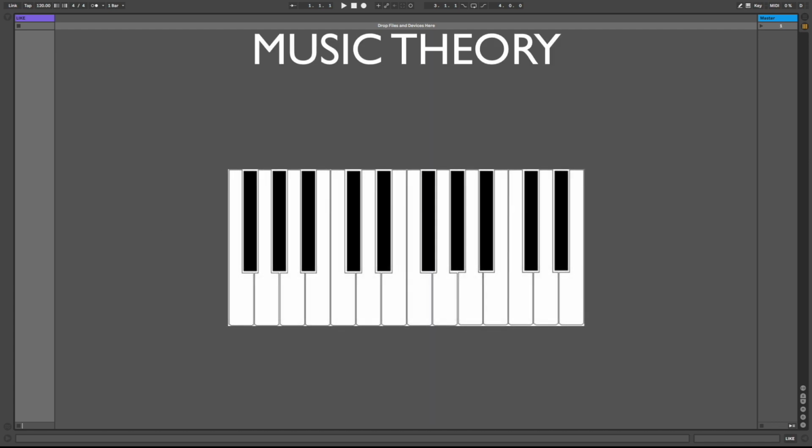We're now going to look at how to construct the harmony and melody of a song by learning some advanced music theory. So in this section, we're going to cover intervals, keys, scales, and ideas for composing.